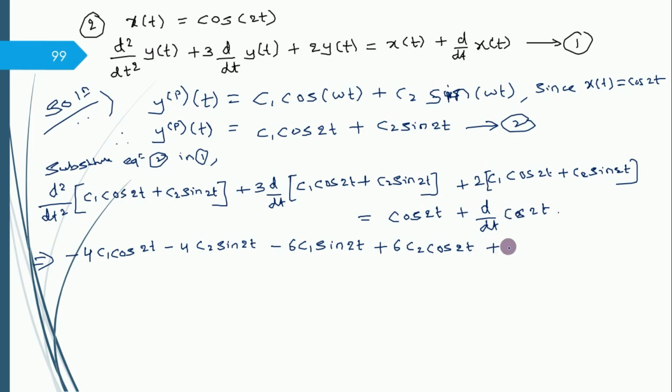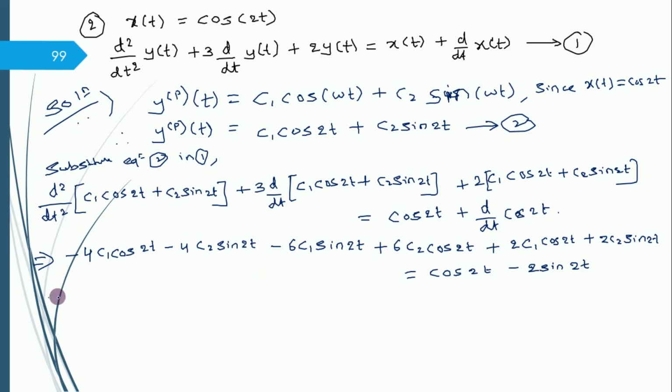Plus 2 into C1. There is no differentiation at all: 2 into C1 cos 2t plus 2 into C2 sin 2t. It looks big, but please concentrate here. This gives me cos 2t. Differentiation of cos is minus, and there is a 2, so 2 sine 2t. So you have to solve it carefully.